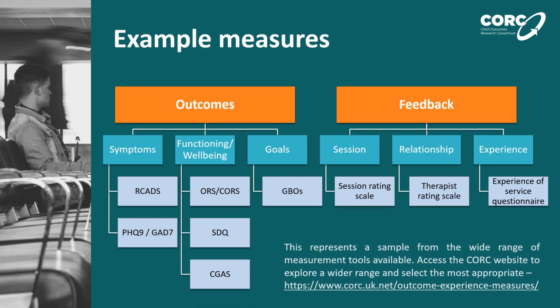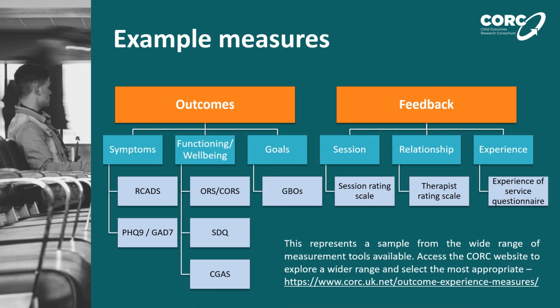To help focus the choice of measure at these different stages, we give some examples as follows. For outcomes, as can be seen here, when we're wanting to look at symptoms, you could consider using the RCADS, the Revised Children's Anxiety and Depression Scale, the PHQ-9, Patient Health Questionnaire, the Depression Module, or GAD-7, Generalised Anxiety Disorder 7.